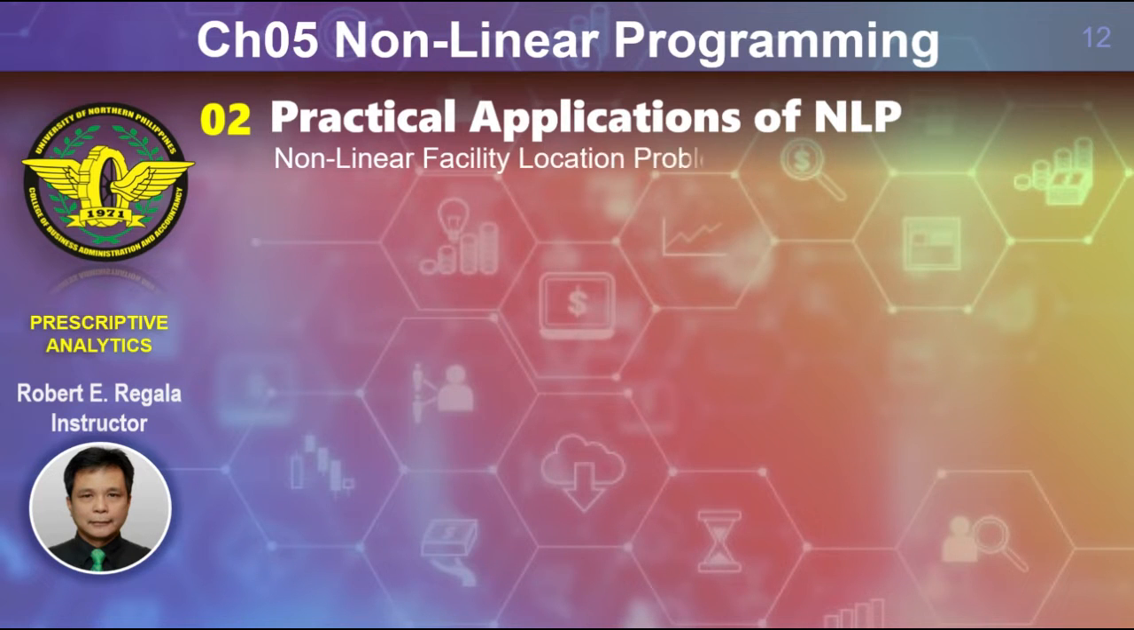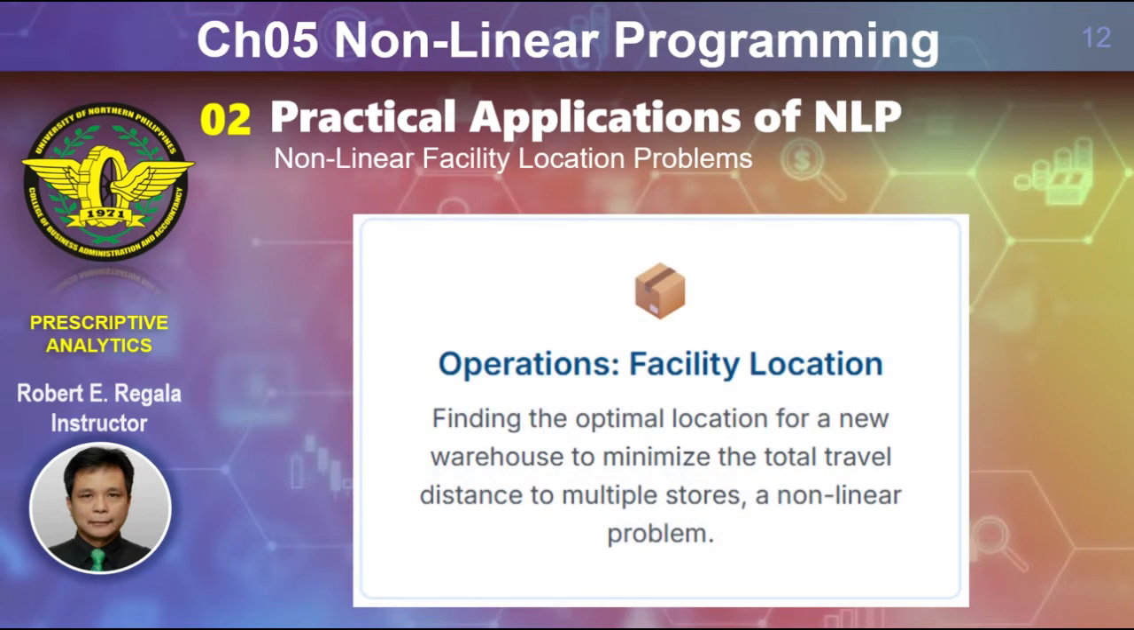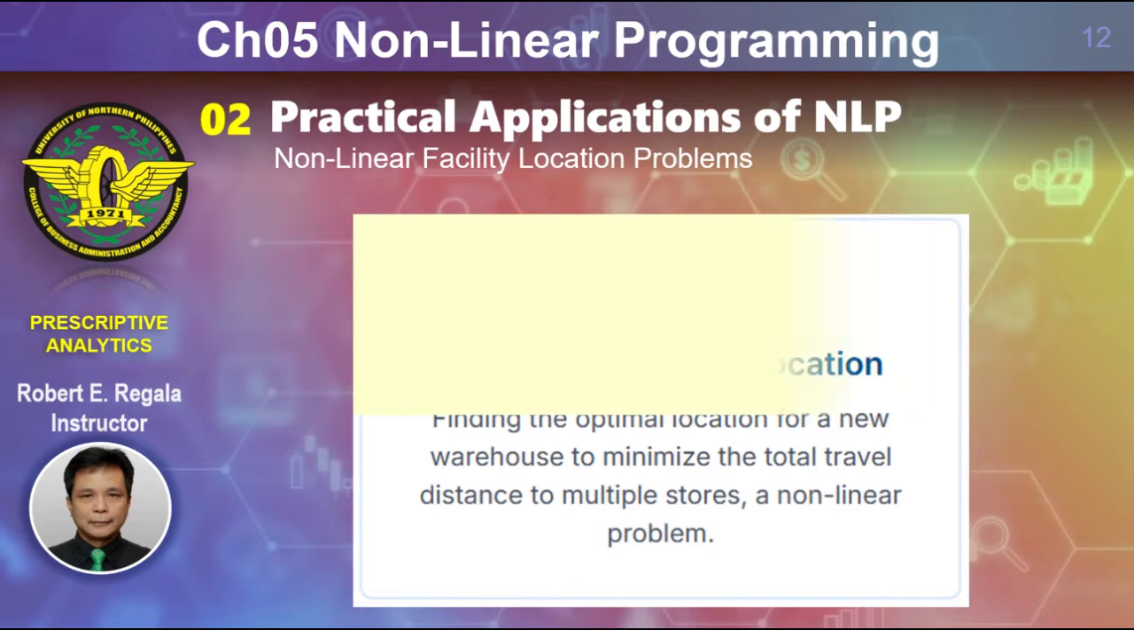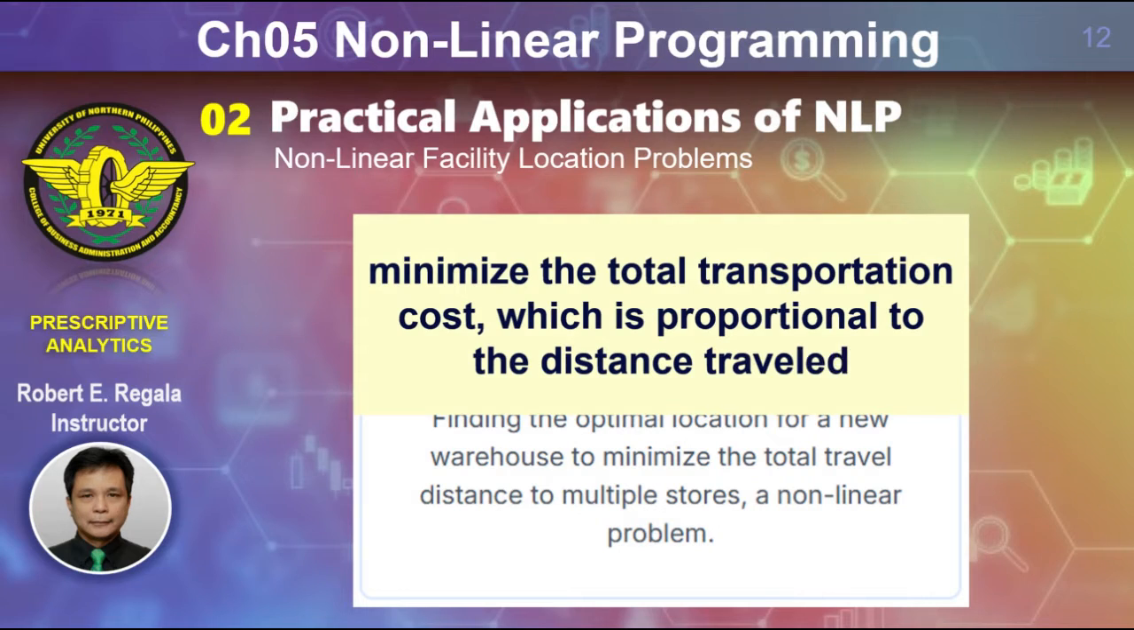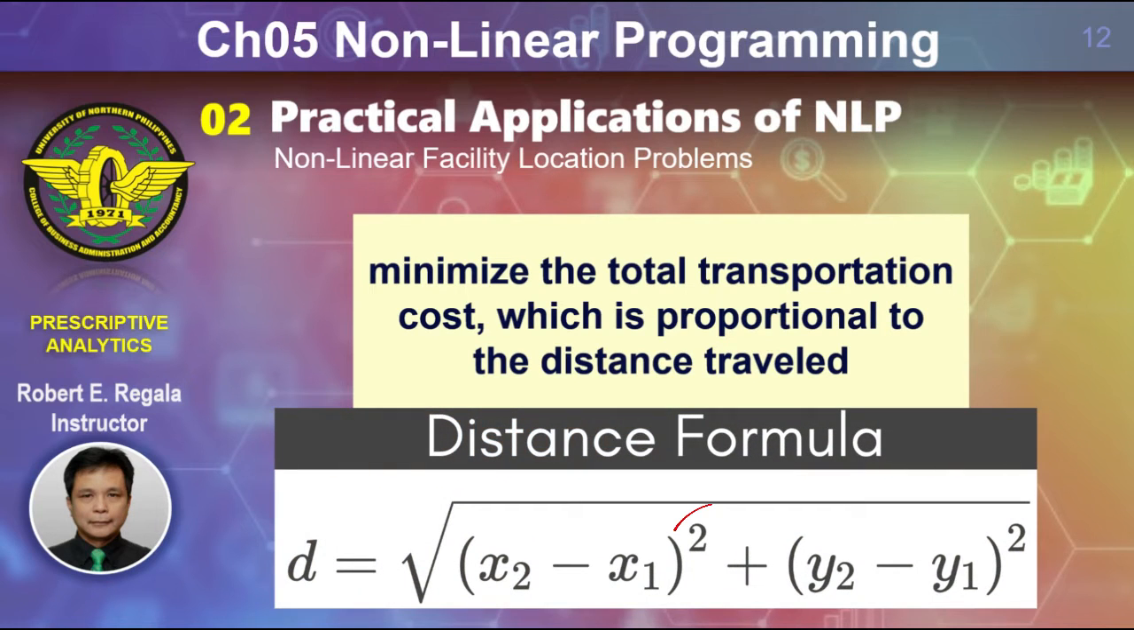Nonlinear facility location problems. The optimal placement of facilities such as warehouses, emergency stations, or manufacturing plants is a cornerstone of operations research, frequently necessitating NLP models. When optimizing facility location, the objective is often to minimize the total transportation cost, which is proportional to the distance traveled. If the facility location is allowed to vary continuously on a plane, and actual travel distance is approximated by the Euclidean distance, nonlinearity is immediately introduced. The distance formula contains squared terms and a square root, rendering the problem nonlinear.